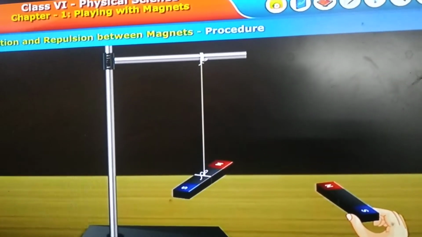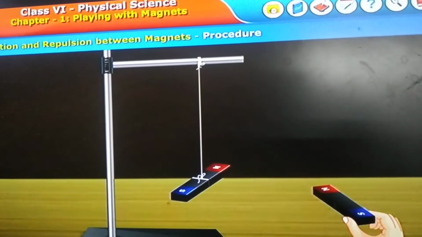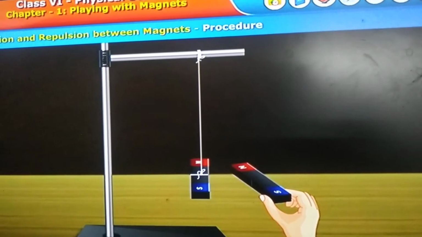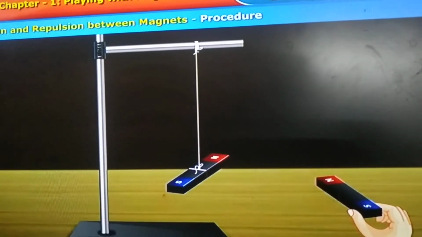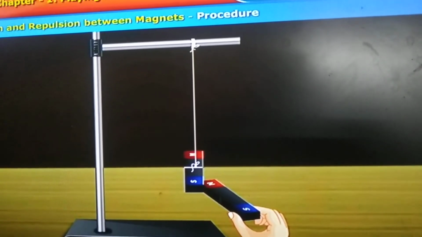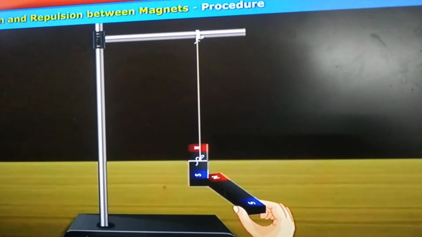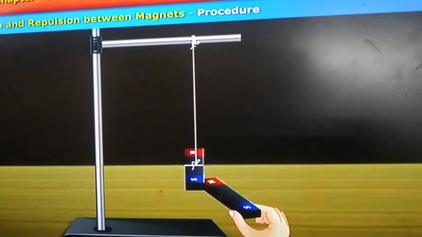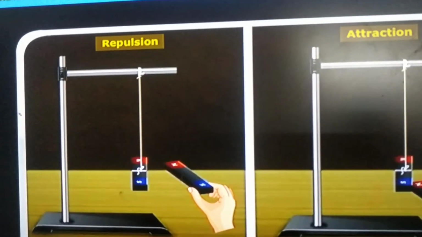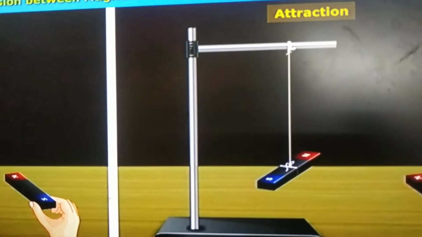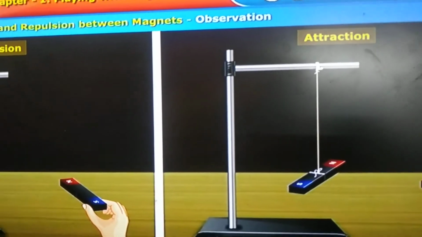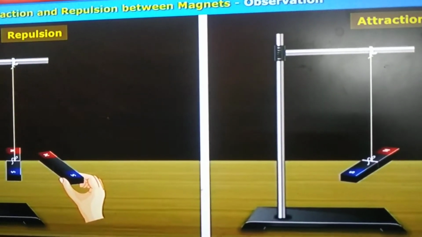Now take another bar magnet and hold it in your hand. Bring its north pole near the north pole of the suspended bar magnet and observe the changes. Now bring the north pole near the south pole of the suspended bar magnet and observe the changes. What did you notice? When it is brought near the north pole, it is repelled. When the north pole is brought to the south pole, it is attracted.